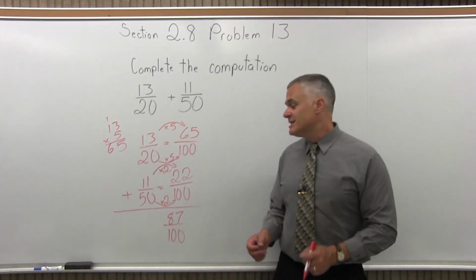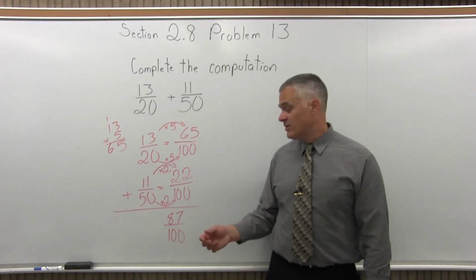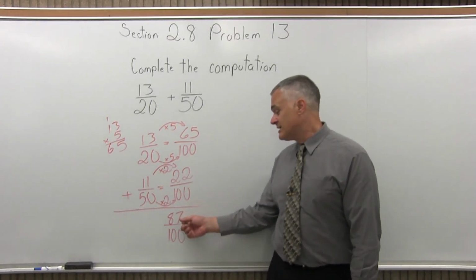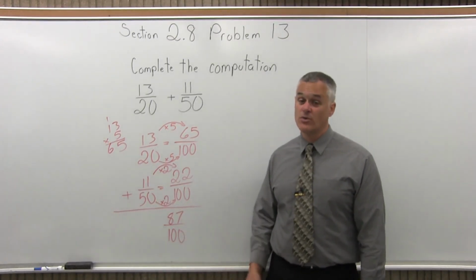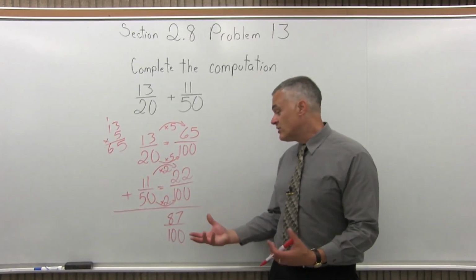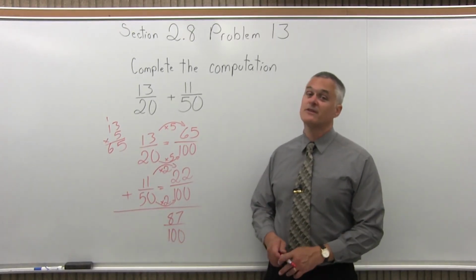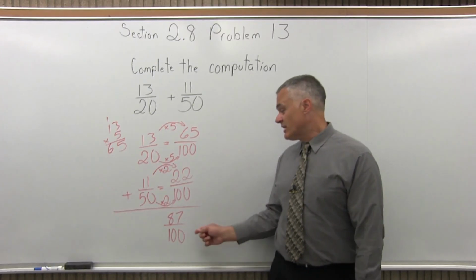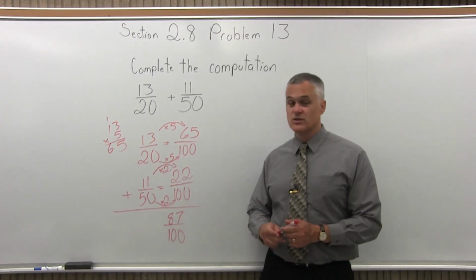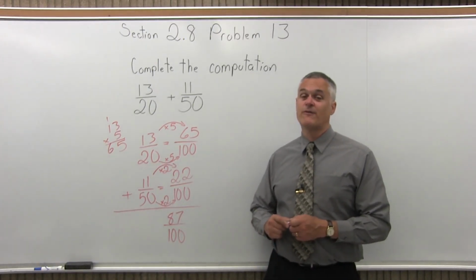You should check to see if it can be reduced. Are there any values that divide evenly into both 87 and 100? You can try 2, 3, 5, a few things, and you'll see that nothing divides into both evenly. So that's as reduced as it can get. So 87 over 100 is our final answer.